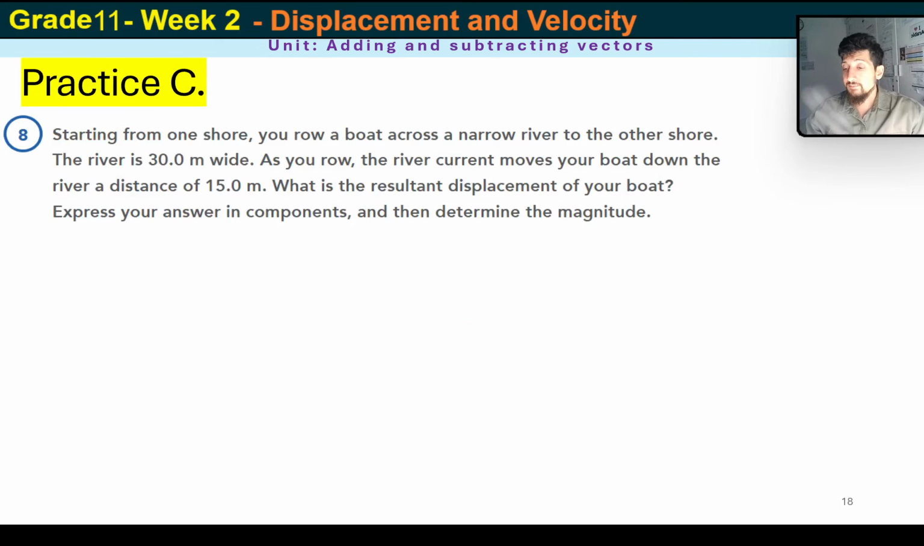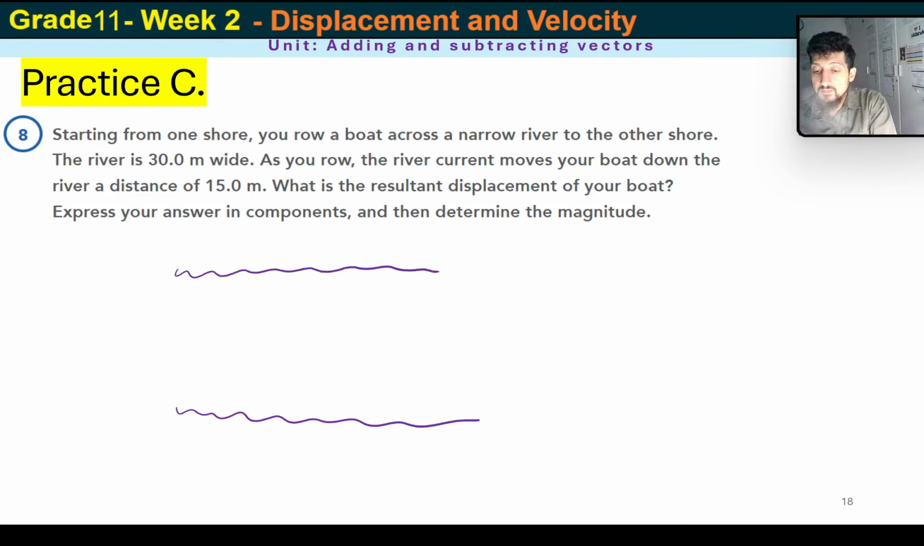Okay, practice C. Starting from one shore, you row your boat. Row, row, row your boat gently down the stream. So here we go. We've got a river, and we've got a boat. Here we go, and that is our boat. And what are we doing? The river is 30 meters wide. It's always nice to draw a quick diagram just to make it easier for us to understand.